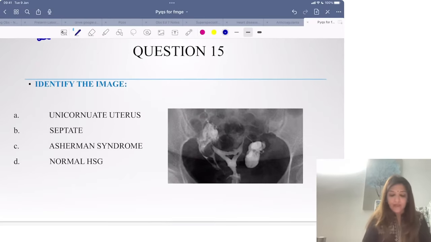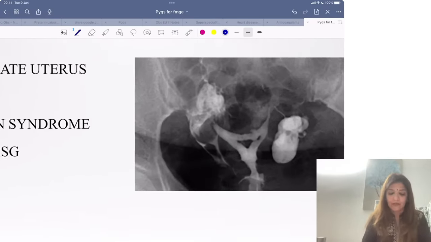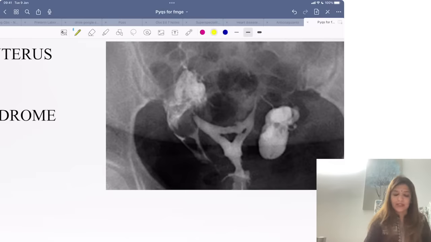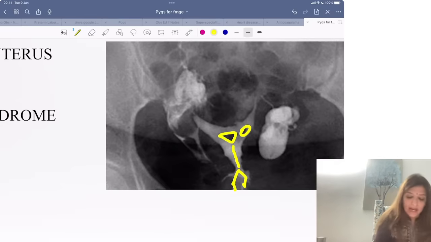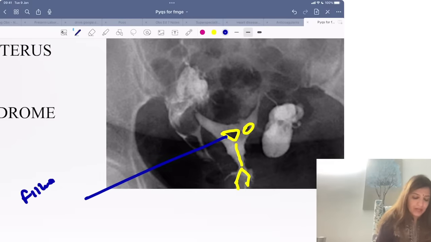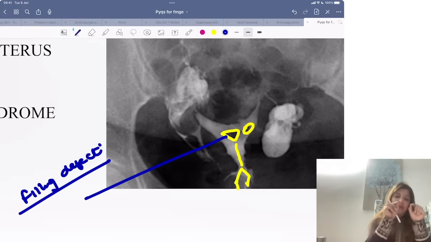Then identify the image. Now in this image, what you are seeing? In this image, you are seeing that a dye was passed. Ye HSG ka cannula hai. Dye pass hua. And dye pass hone ke baad beech mein nahi aaya in the uterus, and over here it didn't come. This is something which is called as filling defect. I am seeing that the dye didn't come at some places inside the uterus.